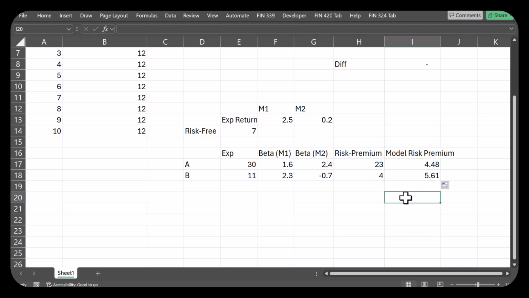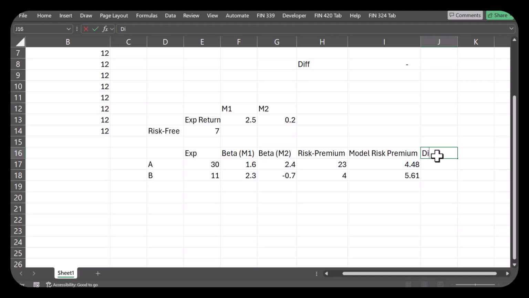All right. And what I'm going to do is, let's do this. Difference between risk premium of the stock minus what comes from the model. And I'm going to calculate the sum of the squares of these. Now, if I have the right M1 and M2, these sum of squares need to be 0.